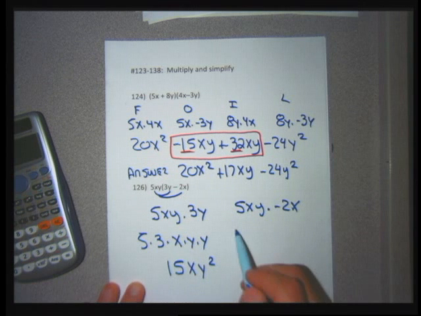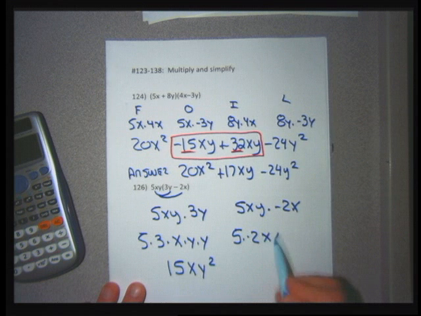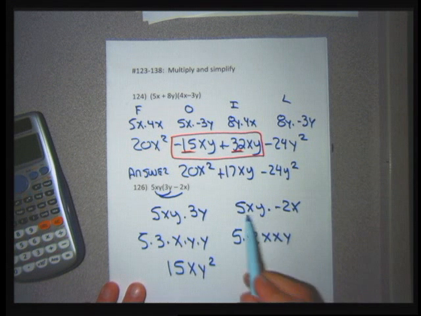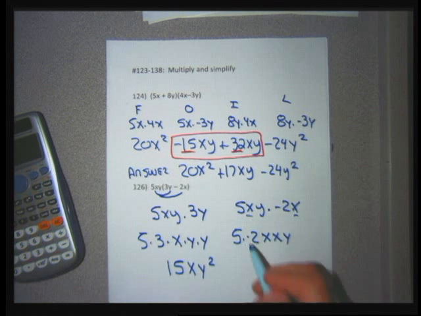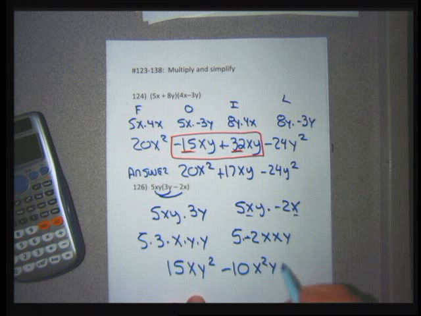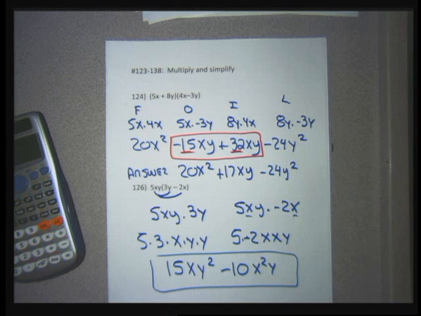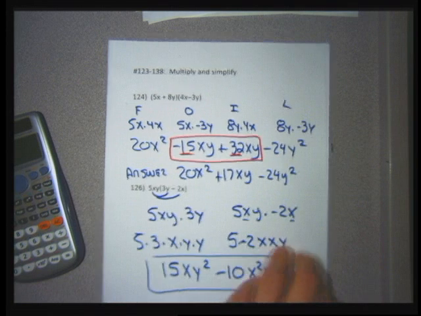The second multiplication, I'm going to write down 5 times negative 2 times x times y, just grouping everything next to what it needs to be multiplied. The 5 times negative 2 is negative 10. The x times x is x squared, and then I bring down the y. These can't be subtracted because even though they have the same letters, the letters don't have the same exponents. So that's all I could do for 126. I'm done with that.